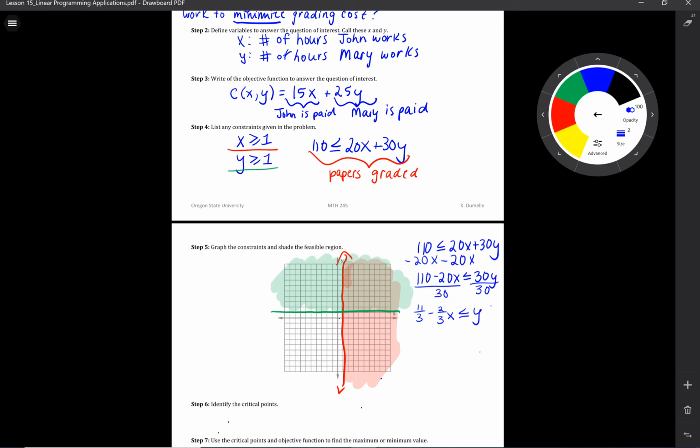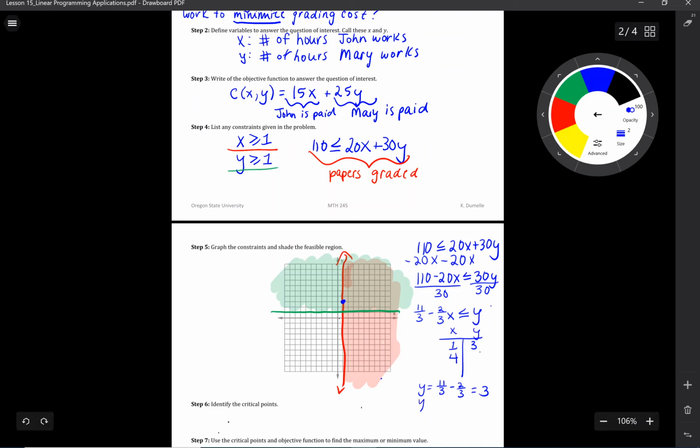Now, because of these fractions, it would be a little bit tricky to graph this using our slope and our y-intercept. So instead, I will make a table. Let's first see, since I have the line x equals 1 on here, let's see what happens when I plug in x equals 1. This gives me y equals 11/3 minus 2/3, which is equal to 3. So I have the point 1, 3 right there. And then 3 over will be 4.